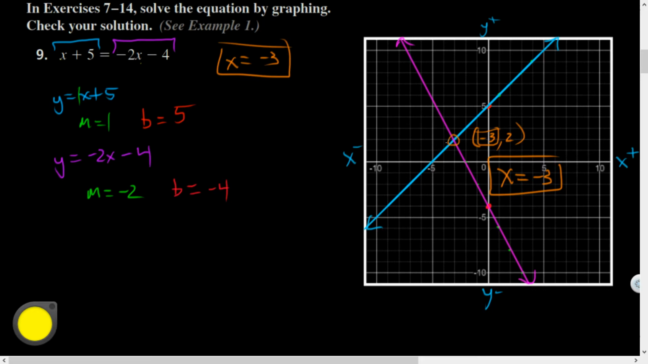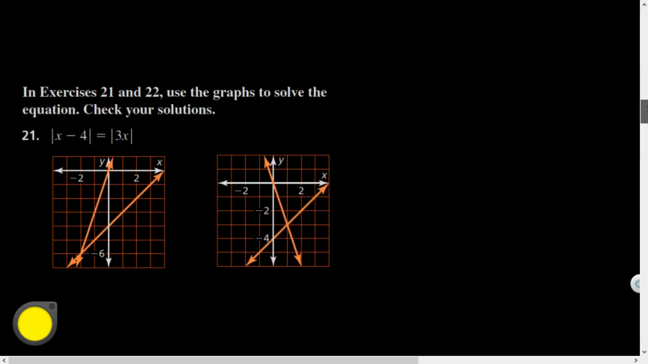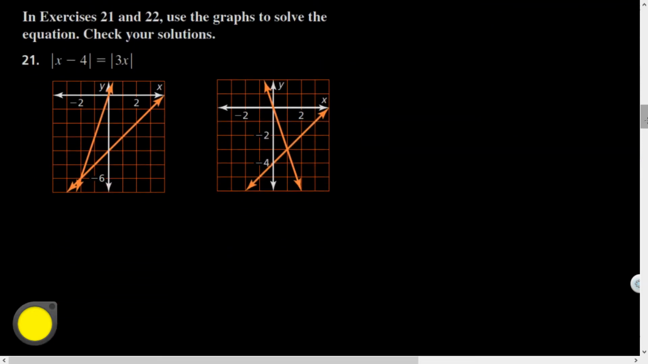-3 was the x coordinate of their intersection, right? Over 3 up to. So we just cared about the x. All right, slightly trickier. Here's question 21. We can actually break this into two cases.